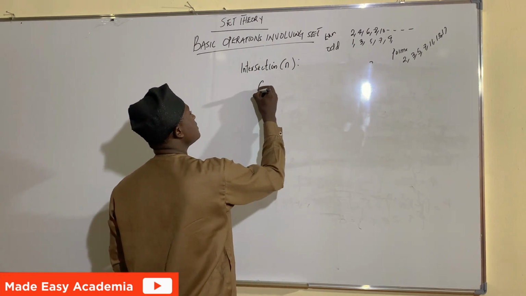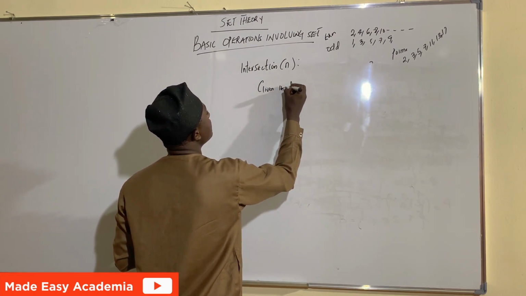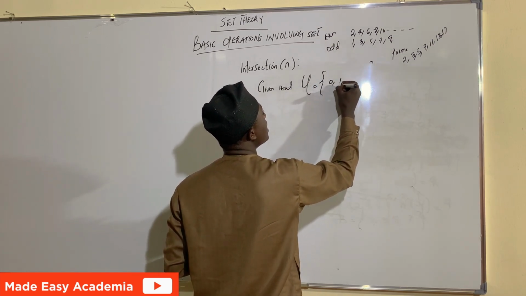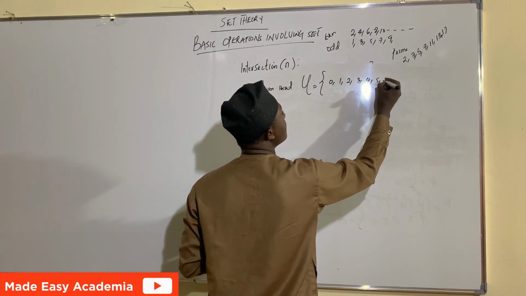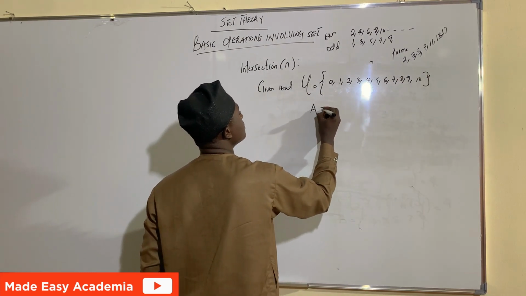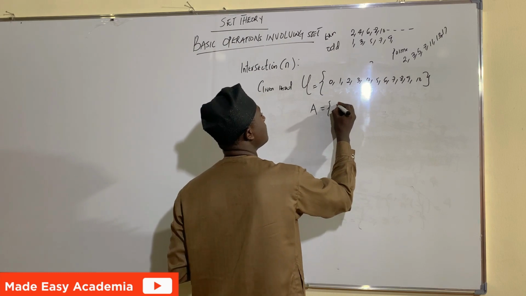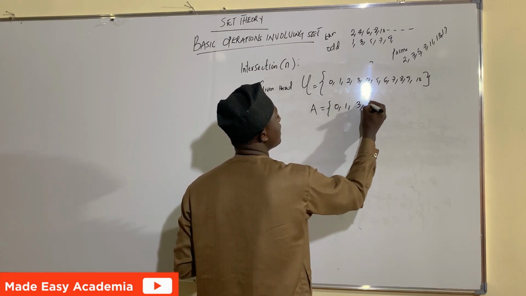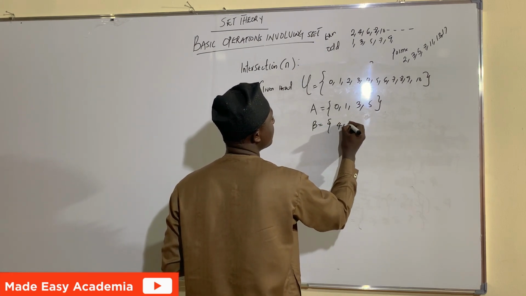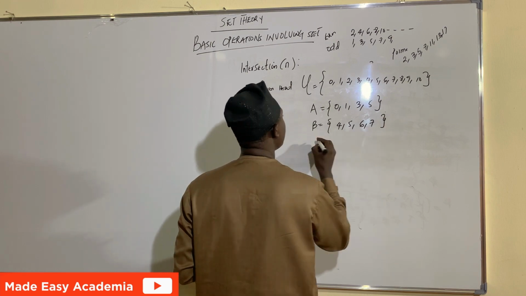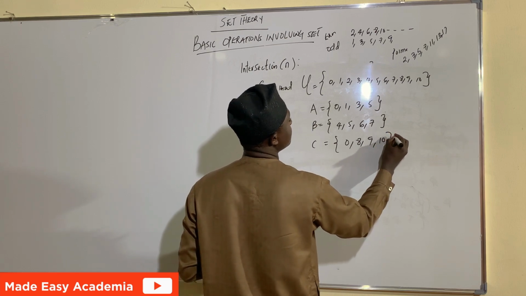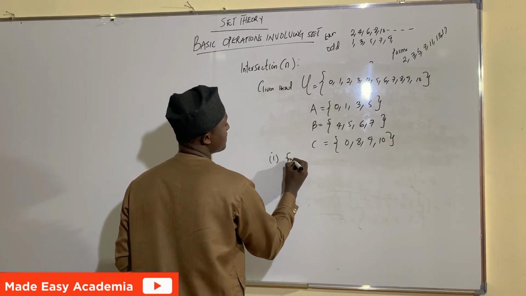They said, given that universal set is equal to 0, 1, 2, 3, 4, 5, 6, 7, 8, 9, and 10. Let's say we have set A to be equal to 0, 1, 3, and 5. Set B, we say we have 4, 5, 6, 7, and we have set C to be 0, 8, 9, and 10.